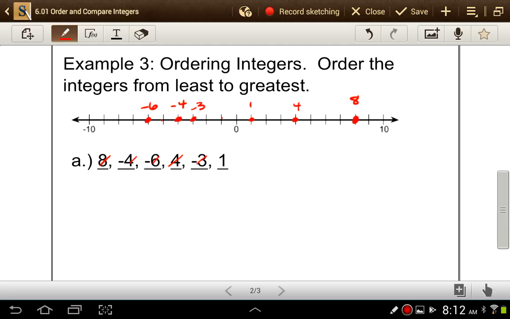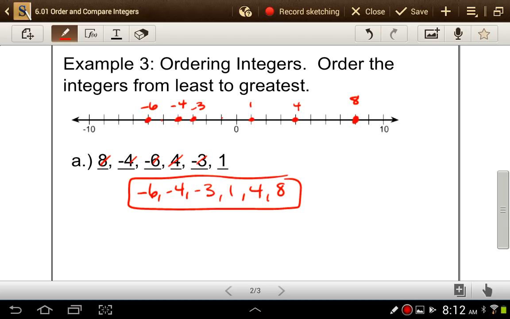Now I can write them in order from least to greatest. Negative 6, negative 4, negative 3, 1, 4, and 8. Notice I'm just writing them in the order that they are on the number line. Numbers on the left are less, numbers on the right are greater. Okay, if you need to pause, go ahead. Otherwise, I'm going to move on to the last example.